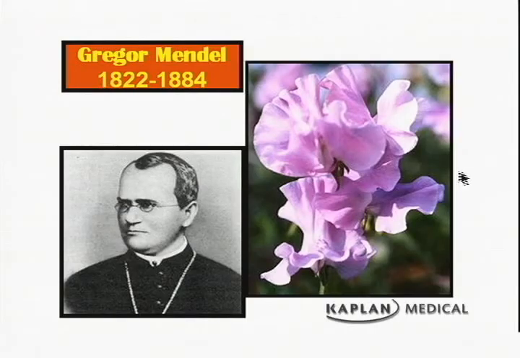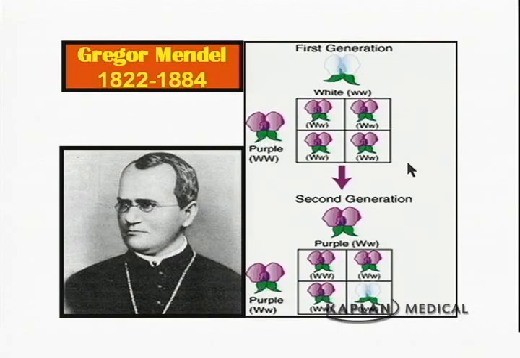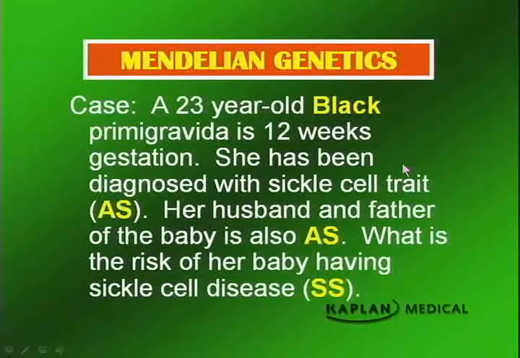He studied sweet peas, and he studied 10,000 plants, 22 varieties of peas, and he wrote a paper that was unrecognized for 35 years after his death. He came up with the laws governing Mendelian genetics.